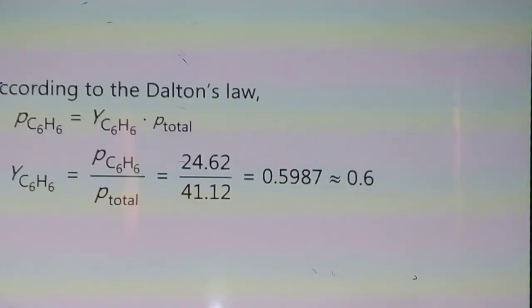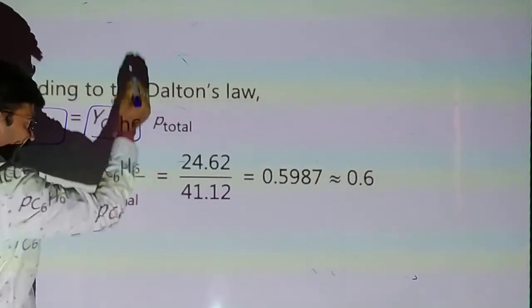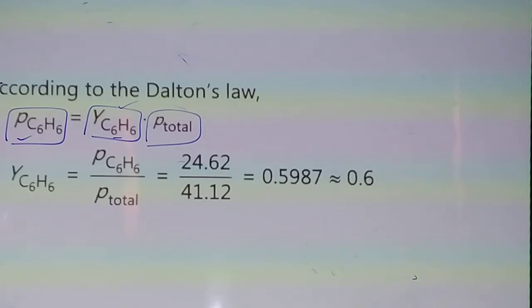Now according to Dalton's law, mole fraction in gaseous phase: partial pressure of the benzene upon total pressure gives the mole fraction of benzene in the gaseous phase. So pressure of benzene partial upon total, 0.6 is our answer.